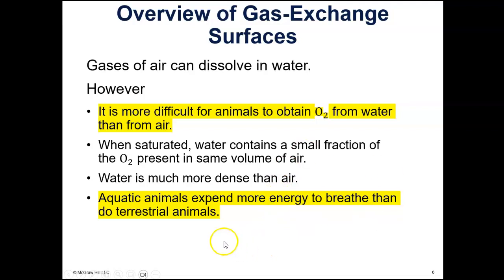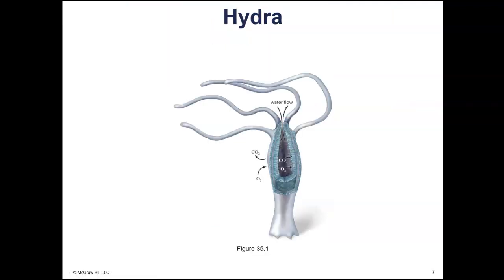This slide is just comparing how difficult it is for animals that live on land to obtain oxygen from the air compared to aquatic animals. So it is more difficult for aquatic animals to obtain oxygen from the water than it is for terrestrial animals to obtain oxygen from the air. So aquatic animals expend a lot more energy on breathing than terrestrial animals do.